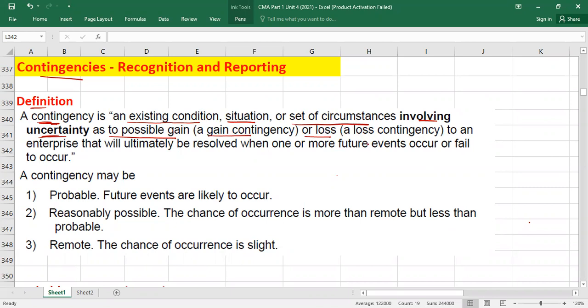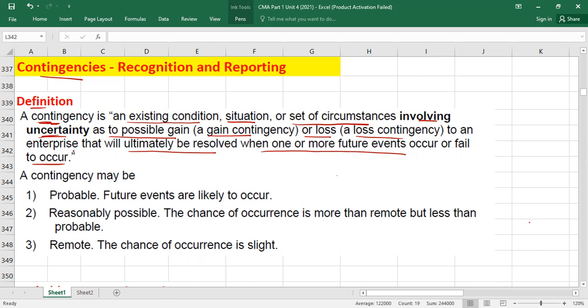I told you the party who will pay the compensation, for that party it is a loss contingency, to an enterprise that will ultimately be resolved when one or more future events occur or fail to occur. We don't know what will happen in the future, and this case will be resolved in the future. Maybe we need to pay compensation, or maybe we don't need to pay, right? From the payer point of view, it is a loss contingency, and from the receiver point of view, it is a gain contingency. Now, first we need to know the accounting treatment from the payer point of view, I would say for loss contingencies.